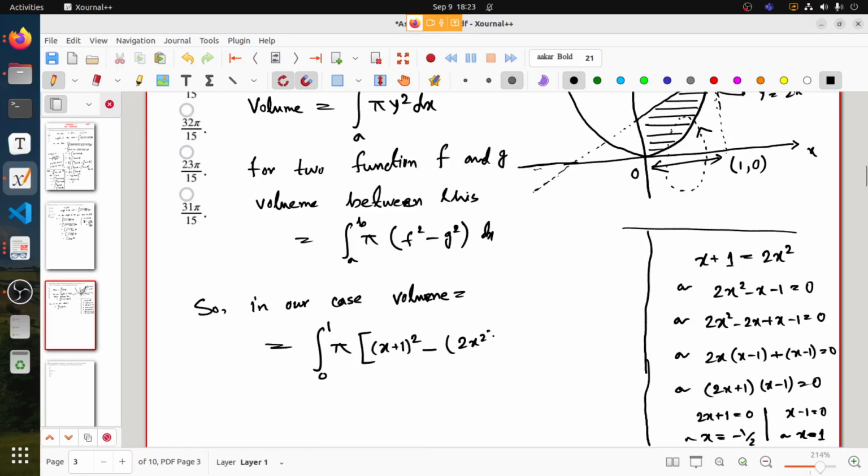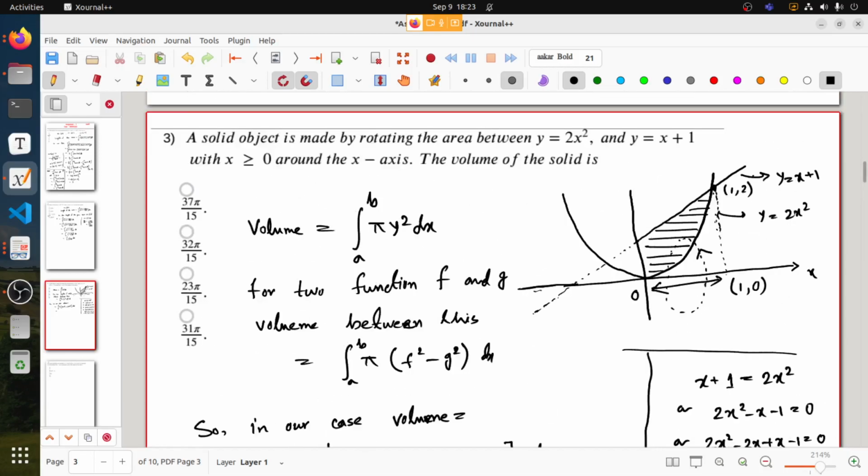2x square whole square, subtracting it, and dx. So this will be the volume, right? It means pi x square, which gives this area. So this is the red one, the entire red region. When you integrate with respect to y, you get this blue region. So the black region will be subtracting red from the green.